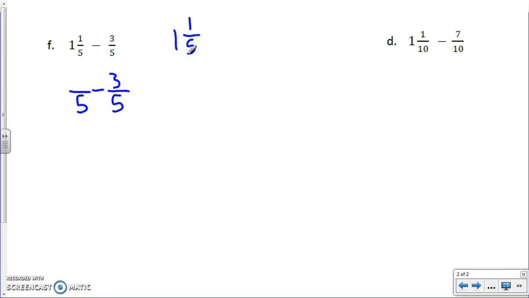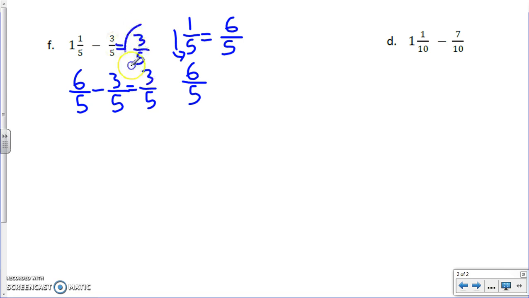When I do this, I take my whole number, which is 1, and I multiply it by my denominator. So 1 times 5 is 5. Now I have to add my numerator, which is 1, so 5 plus 1 is 6. So 1 1/5 is equal to 6/5. Now I just need to subtract. Again, keep my denominator the same, which is 5. I have 6 take away 3, which equals 3. So 1 1/5 minus 3/5 is equal to 3/5. Again, I'm going to circle my final answer so I can see it.